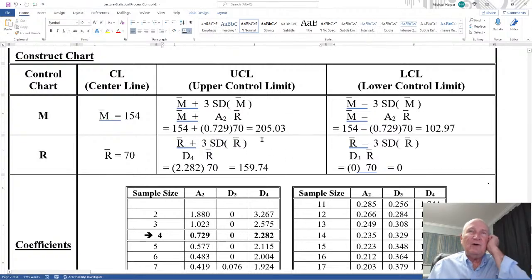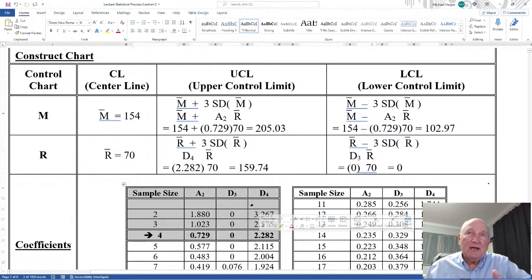So then they say, okay, instead of just doing this twice, what do we multiply R bar by in order for this whole number to represent R bar plus 3 standard deviations of R bar? How do we do the whole thing? Well, again, the D4 comes from a sample size of 4. And that's why the sample size is a parameter, because the sample size of 4 is being used for the M chart, R chart, and the coefficients.